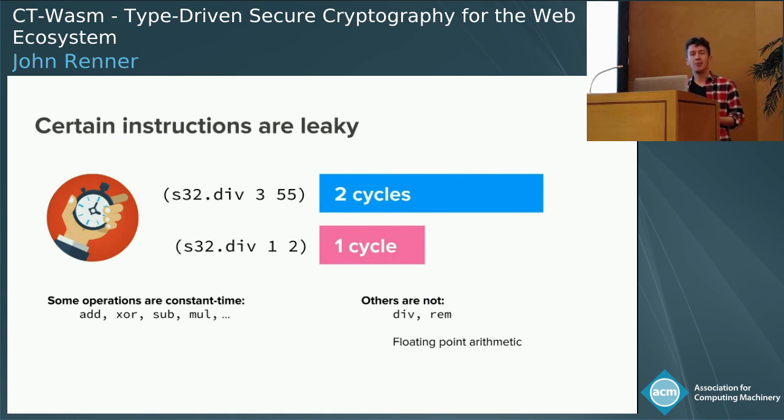Thankfully, most operators in WebAssembly on integers are entirely constant time, so add, XOR, sub, multiply. The only two we have to disallow are division and remainder. Unfortunately, floating points, on the other hand, are notoriously almost entirely variable time. So they're going to leak no matter what we do, which is why we have no secure floating point type. It turns out, again, serious crypto algorithms don't use these, so today at least, it's fine.